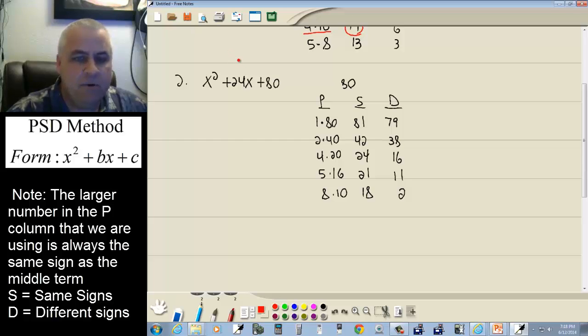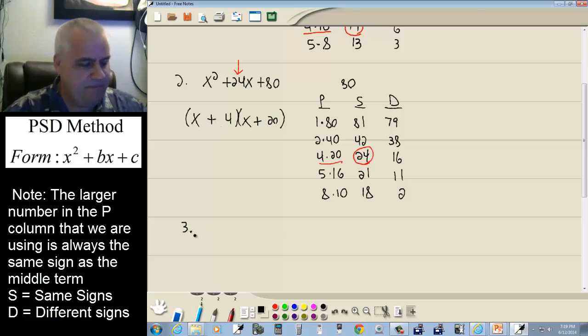Always the number we're looking for is the number in our middle term, which is 24, which is right here, which means we'll use 4 and 20. Now our note says that the larger number in the P column that we're using, which is the 20, will always be the same sign as the middle term, which is positive. The number we circled is in the S column, S for same sign, so if the 20 is positive, then the 4 has to be positive. And that's our answer.